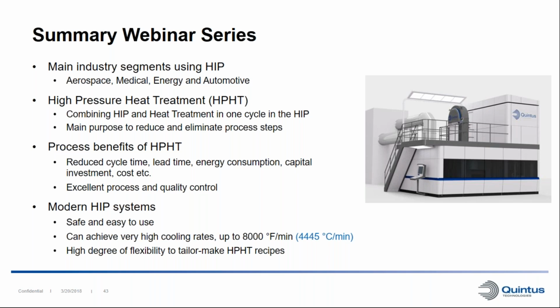We have seen that modern HIP systems are safe and easy to use. We can achieve very high cooling rates in a modern HIP system, up to 8,000 Fahrenheit per minute. And that we have a high degree of flexibility that makes it possible to tailor-make high-pressure heat treatment recipes for optimal and desired properties of your material.